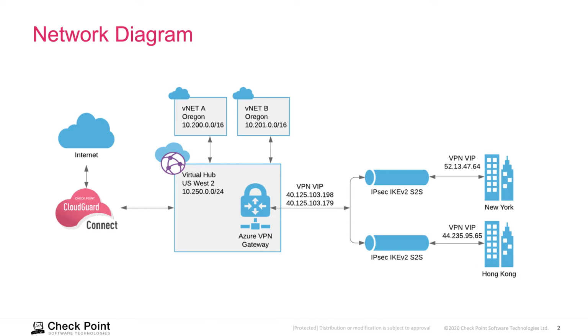For those of you who don't know what CloudGuard Connect is, it is a Check Point firewall as a service. We have a separate video on how to configure that on our YouTube channel. Our lab today is to set up a site-to-site VPN between the vWAN hub and our New York office.